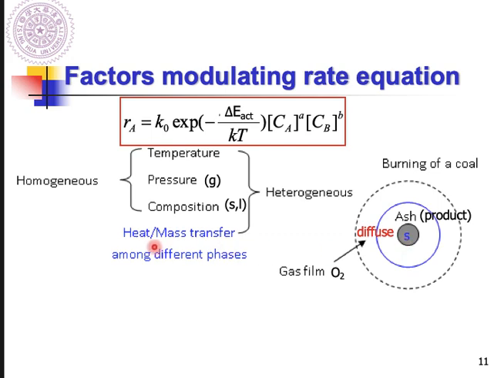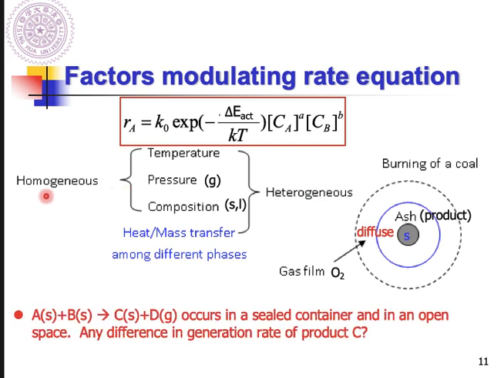So you need to consider the mass and the heat transfer among different phases. So that makes heterogeneous chemical reactions more difficult or more complicated compared to that in the homogeneous chemical reactions. So now I'm going to give you questions.